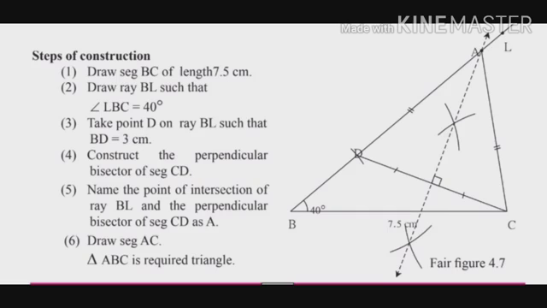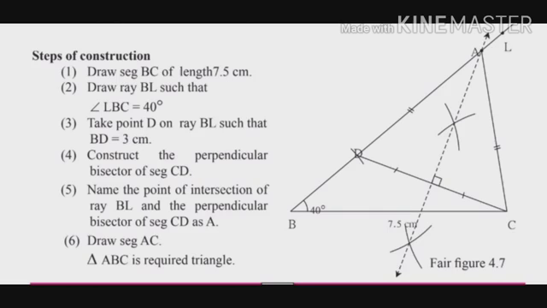Now the second step is draw ray BL such that angle LBC is 40 degree, that means by using the protractor, first of all take the point of angle B is 40 degree, then draw the ray of angle B 40 degree. Next step is take point D on the ray such that BD is 3 centimeter. Here the difference of two sides, that means the subtraction of two sides is 3 centimeter. So now measure the length of 3 centimeter on a compass and cut this angle ray on 3 centimeter, mark as point D.